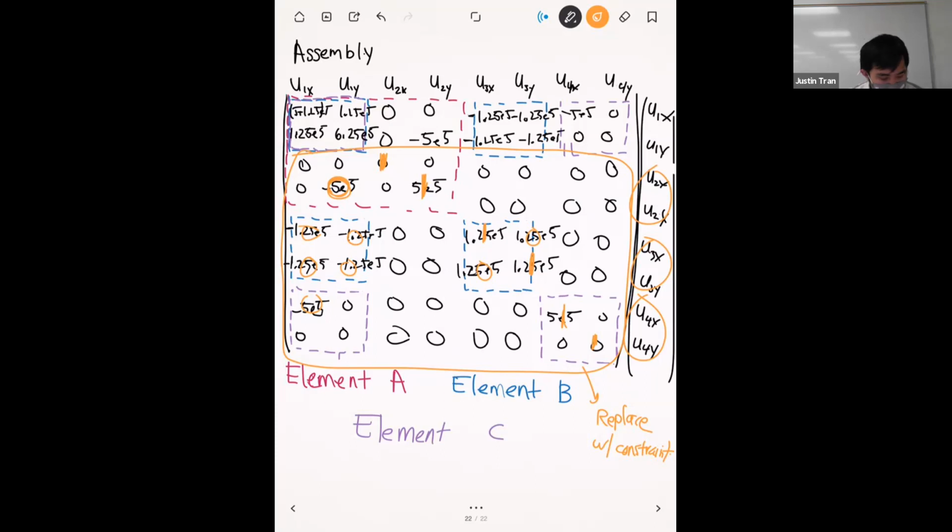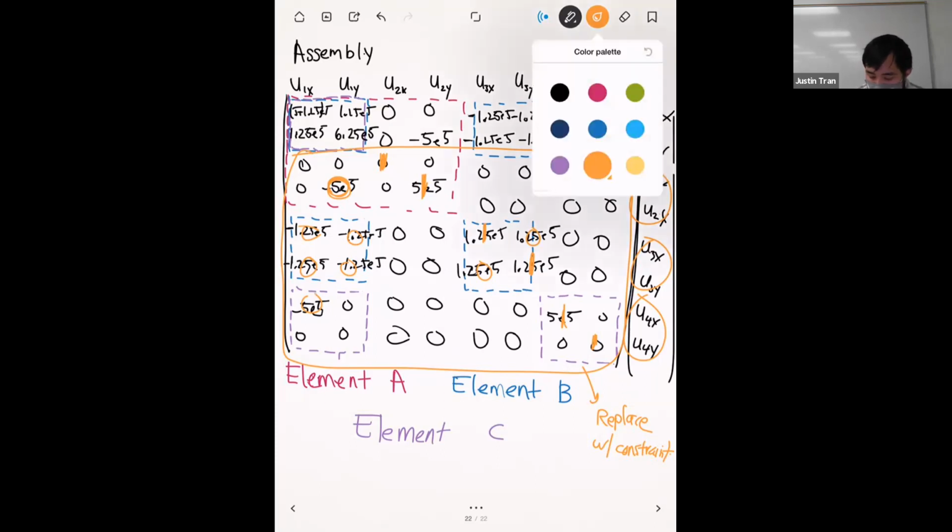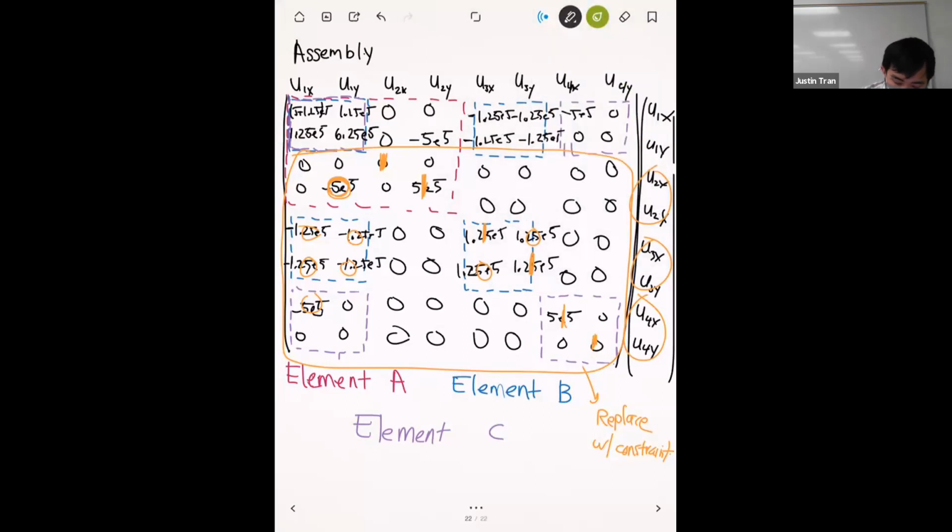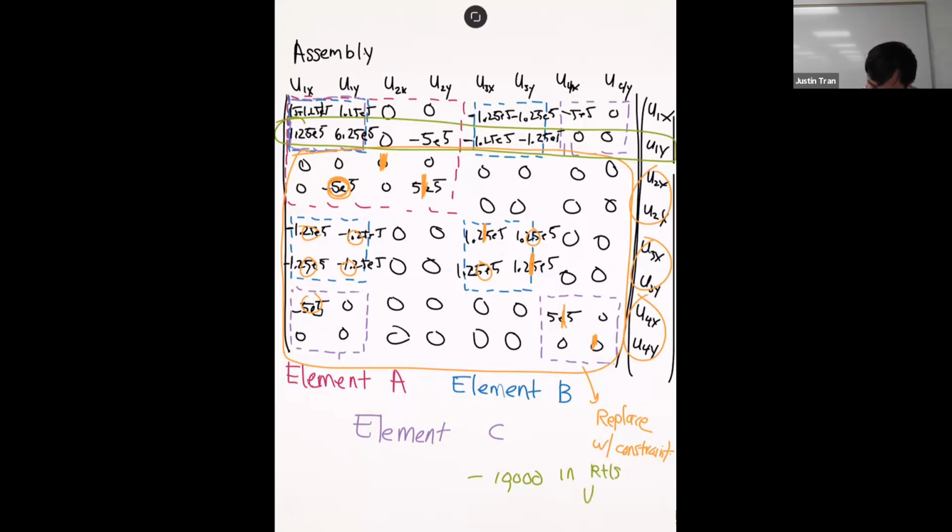And then our load here is going to be applied in the y direction on node 1, and so our load is going to be applied on this row. I don't have enough room for it here, but basically you're going to have a minus 10,000 pounds in the right-hand side vector. And then once you've done all of that, you can finally solve the problem.